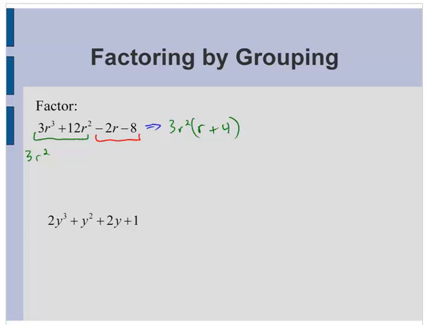The second grouping has a common factor of negative 2. So I'll write minus 2. Negative 2 times r is negative 2r, and negative 2 times a positive 4 is negative 8. Now I see a common factor here of r plus 4. And so I would factor this as r plus 4 by 3r squared minus 2.